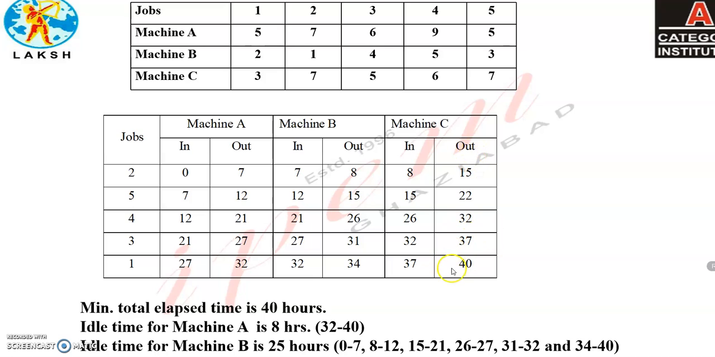So the minimum total elapsed time is equal to 40 hours. This is what we have to find in each and every question of sequencing. Idle time of machine A is the total time taken by machine C minus the total time of machine A, that is 40 minus 32, which is equal to 8 hours. Idle time of machine B is 25, that is you will subtract diagonally and add 40 minus 34, that is 6. You can check here: 0 to 7, 8 to 12, 15 to 21, 26 to 27, 31 to 32 and 34 to 40. And idle time for machine C is equal to 12 hours, that is 26 minus 22 plus 37, that is 4 hours.